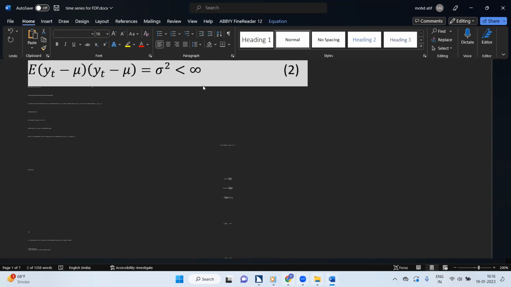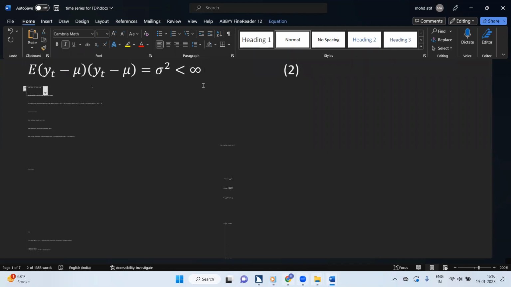So this is the formula for defining variance for population when you have a probability distribution. So expected value of yt is something which denotes mean, and this expected value of yt minus mu into yt minus mu is the formula for variance. It simply says that variance should be constant and finite. And look at this third one.